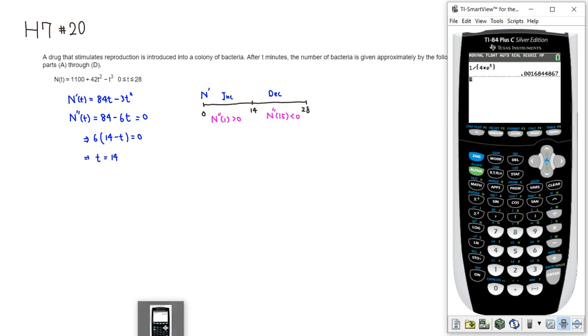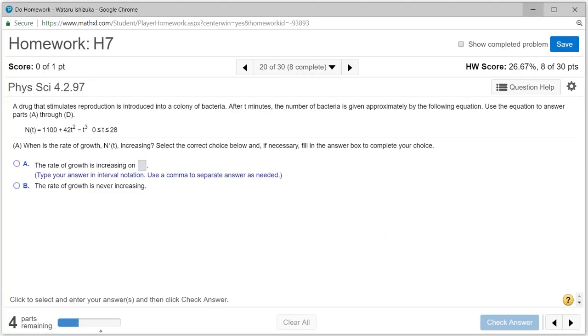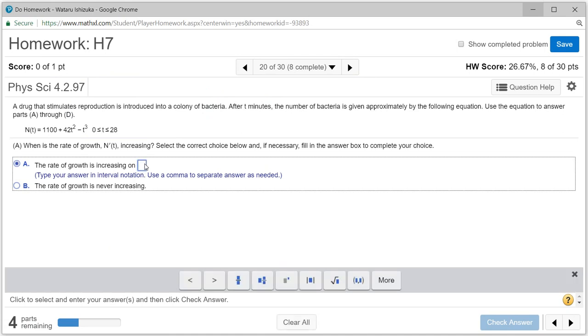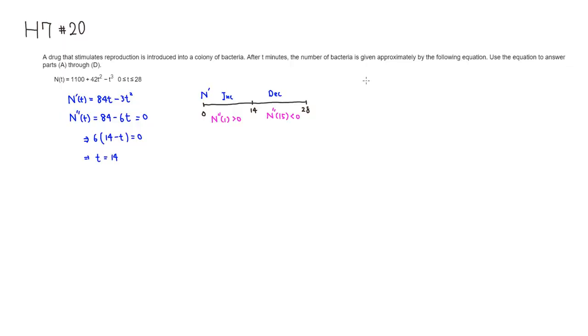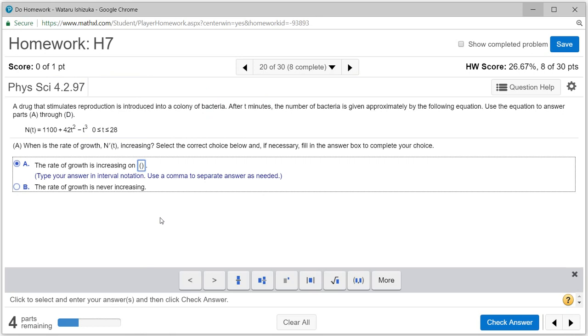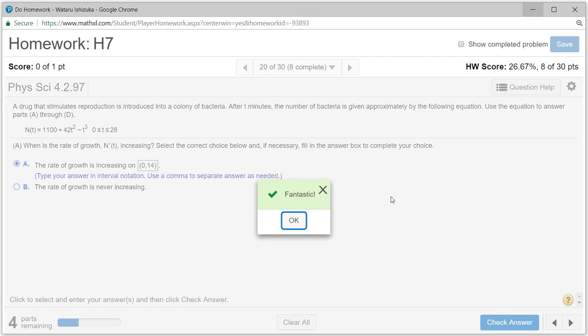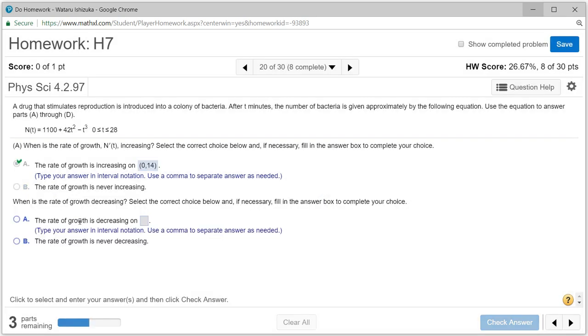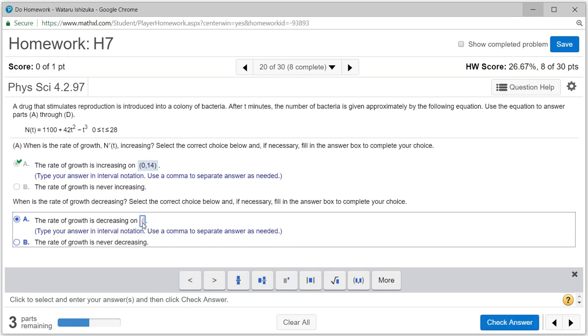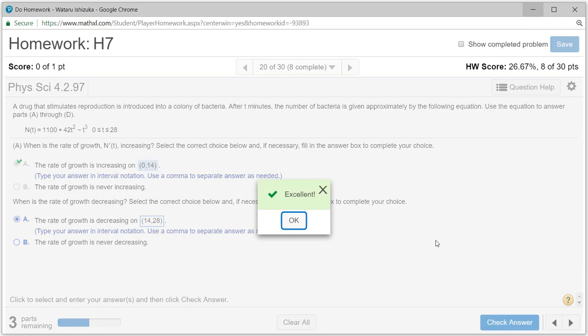So let's type it in here. Oh, that's not it. So the rate of growth is increasing on, let's see, increasing was before 14. Yes, before 14, so it's from 0 to 14. Let's check the answer. We got that. And the growth is decreasing after 14, so it's 14 to 28. We got that.